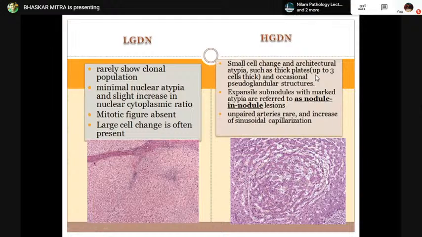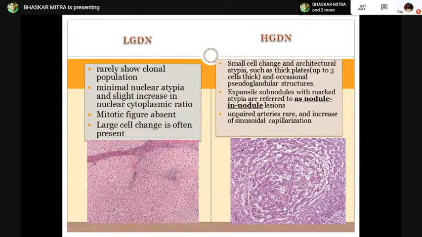Architectural atypia is there, but again those cutoff points, the 3-cell thickness of the trabeculae, is maintained. It doesn't go more than 3 cells, because if it goes, then we are probably dealing with a high-grade dysplastic nodule. Now, suppose we found a dysplastic nodule, and in a focus we got a proliferation of hepatocytes, making the cells a bit more malignant. So we find a separate nodule within a dysplastic nodule, and we call it the nodule in nodule appearance.